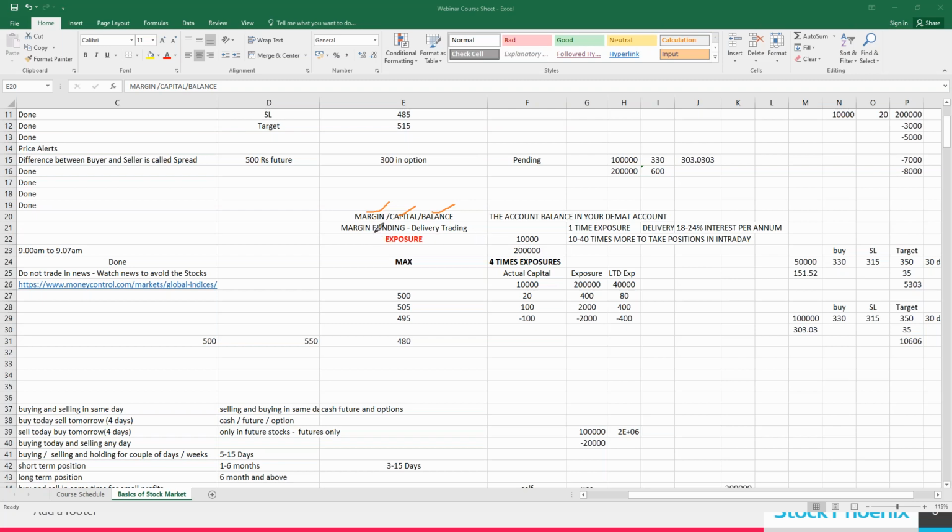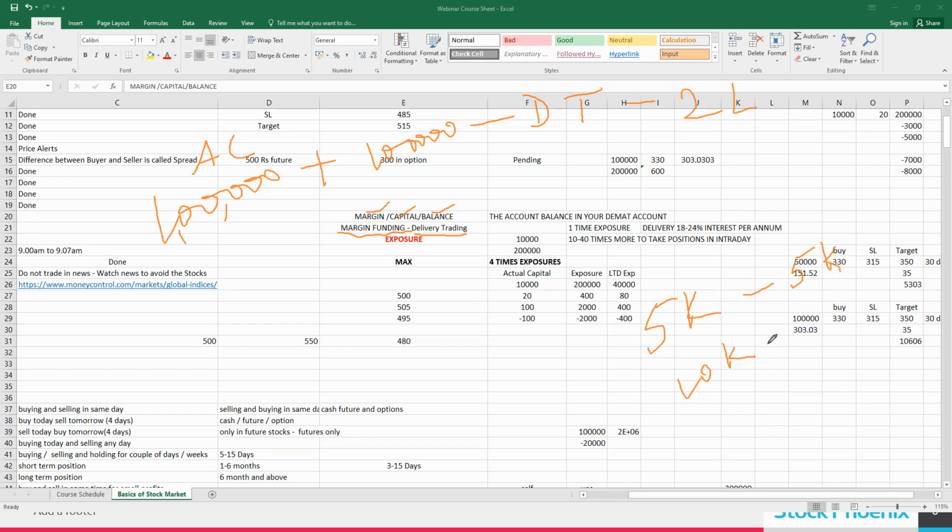Next, exposure. Let's come to margin funding. Margin funding in the sense, for delivery trading, some brokers, not everyone, say for example, if you have 1 lakh rupees in your account, the broker will give another 1 lakh rupees to take delivery trading, not intraday trading, delivery trading. So your capital becomes 2 lakh rupees, so instead of making 5k profit, you can make 10k profit. And again, the negative side is, instead of making 5k loss, you can make 10k loss.